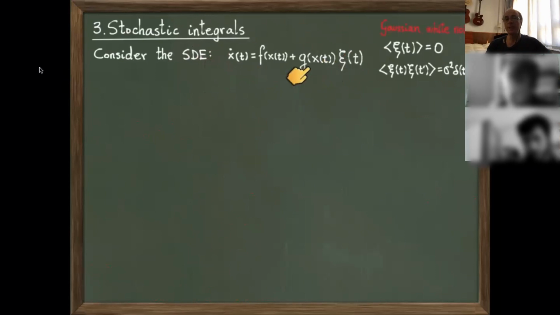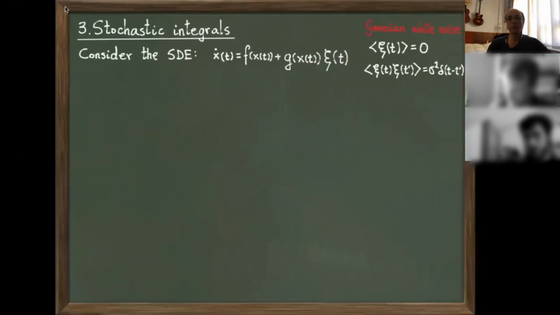of x, and we will consider white noise. So the average is 0, and the dispersion is given by this. I don't know if you can see well. Okay, and delta t minus t prime.